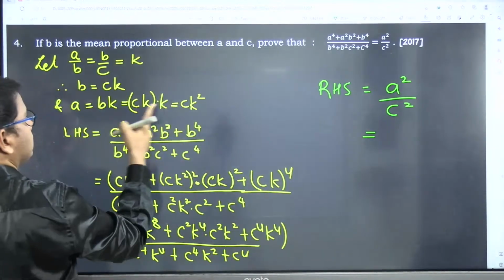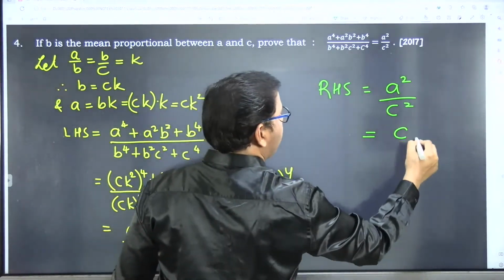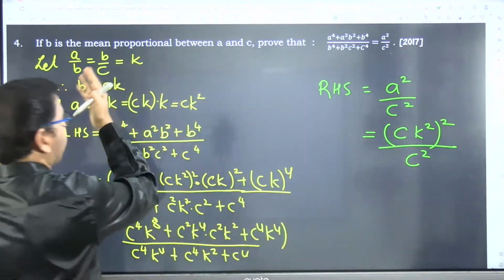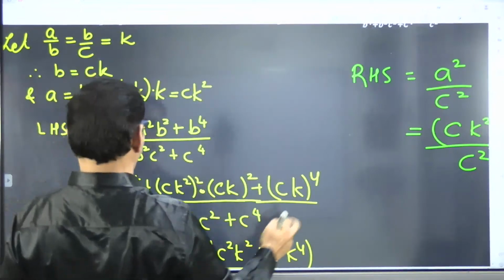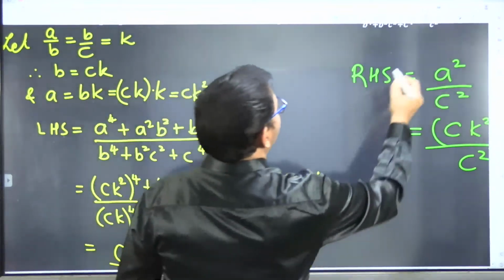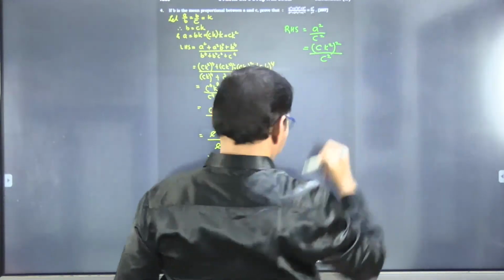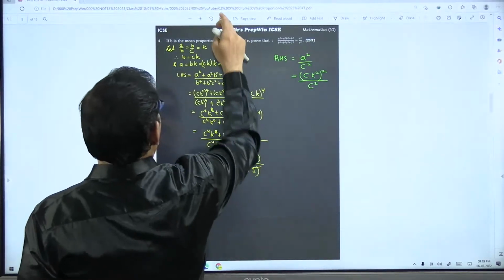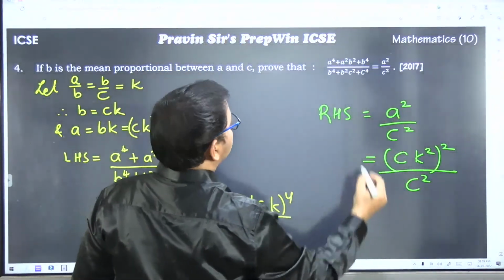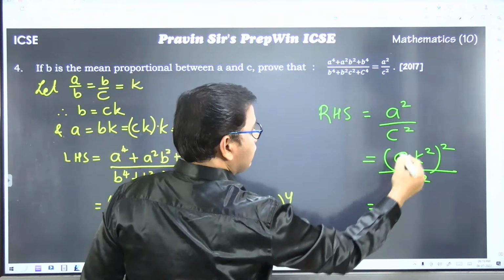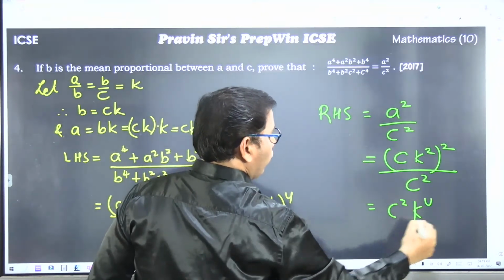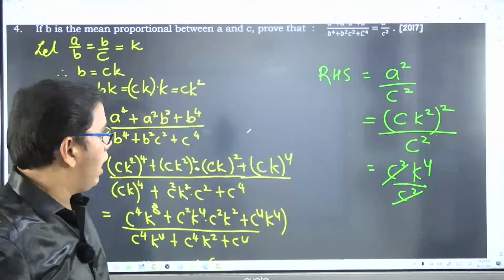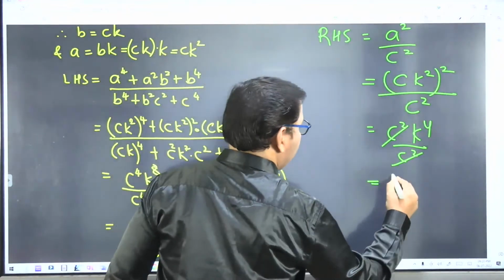A क्या है मेरे पास? c k square. c k square का square upon c square. C के लिए तो कोई इक्वेशन है ही नहीं. What happened? Okay, let me rectify this. So this is c square k raised to 4 upon c square. C square cancelled. Okay, and my RHS is k raised to 4.